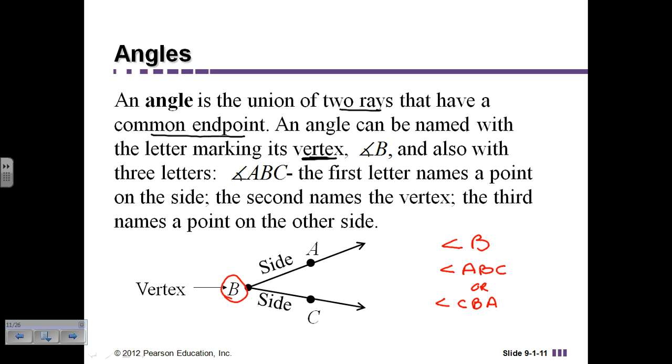Now notice in both of these cases, the second letter, B, is our vertex. And in order to properly name this angle, I would have to have the vertex as the second letter. If I tried to name this angle angle CAB, that is incorrect. The second letter is A, and that is not our vertex.